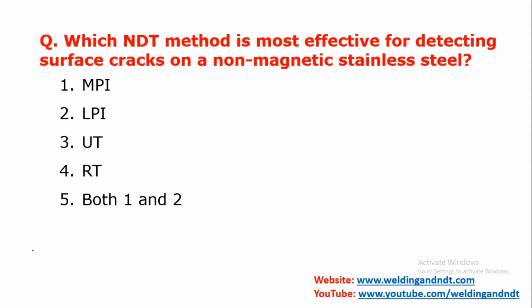In 1 minute, one question. Today's question is which NDT method is most effective for detecting surface cracks on a non-magnetic stainless steel?